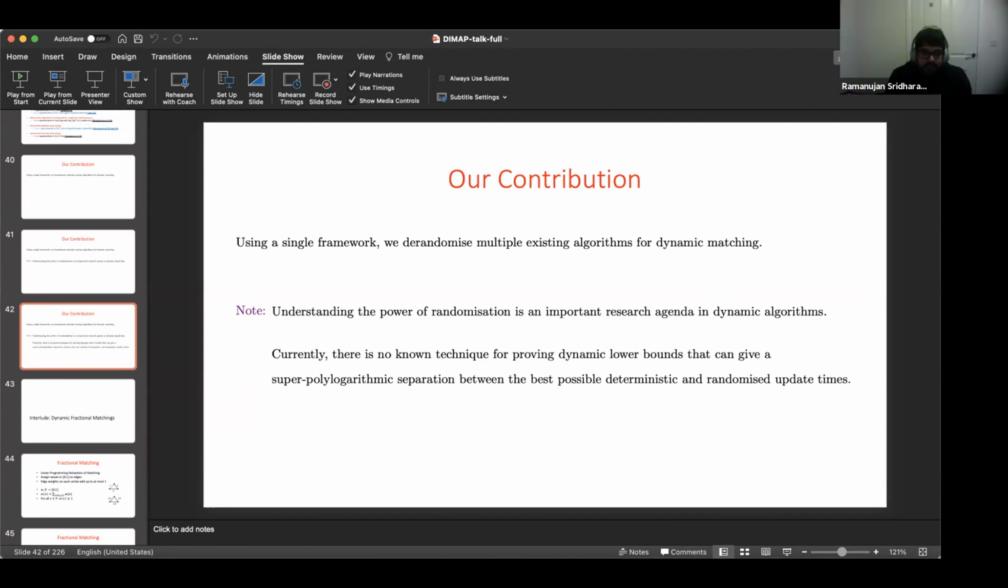Any more questions? I had a probably simple one. In the beginning of this talk, you mentioned that you're going to assume that you're working on bipartite graphs. So where exactly was this used?